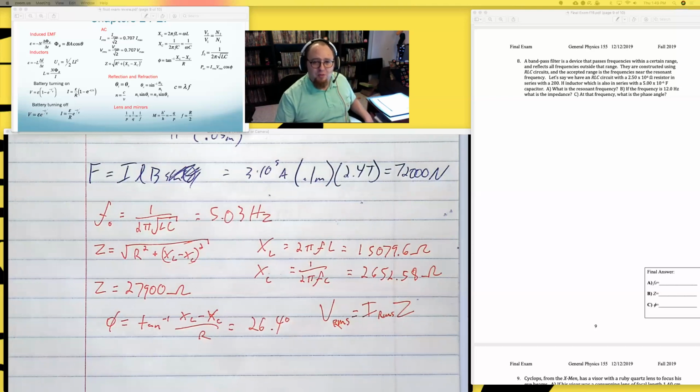This can be a time-consuming problem because of all the steps, but it's usually pretty simple. It's plug and chug. Any questions?